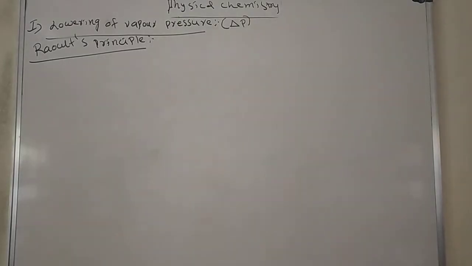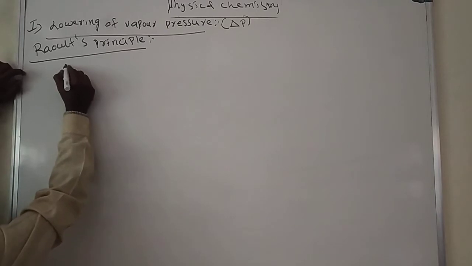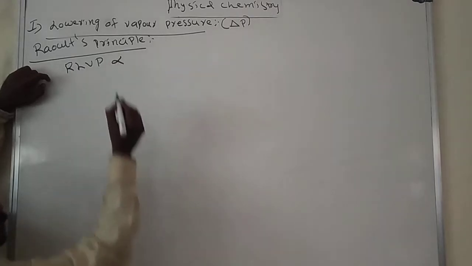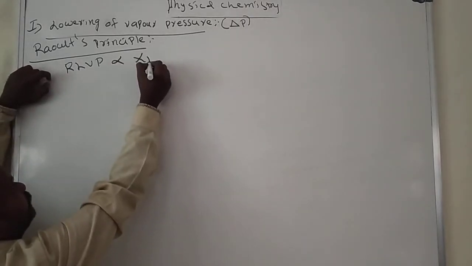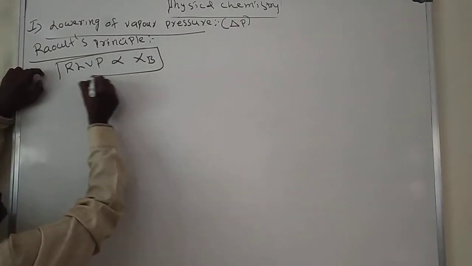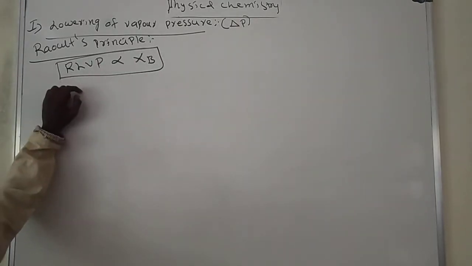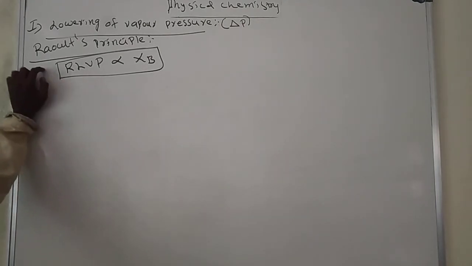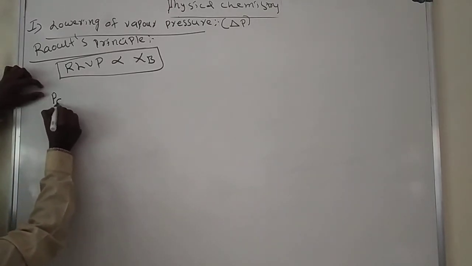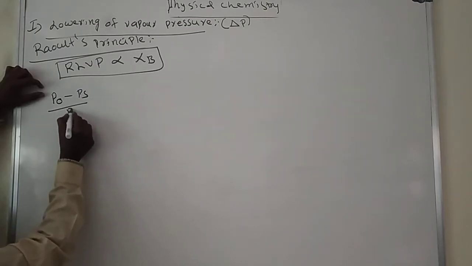What is the Raoult principle? The relative lowering of vapor pressure is directly proportional to the mole fraction of the solute. This is the principle, called the Raoult principle. What is the relative lowering of vapor pressure? P naught minus Ps by P naught.